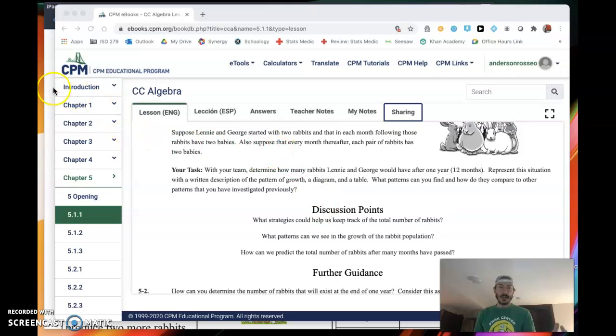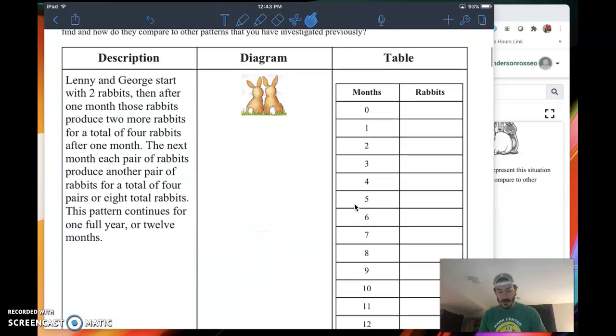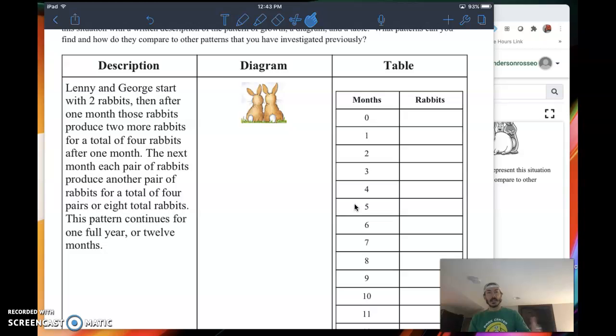So here we go. I've got this set up in my notes. This is going to be the first part of this lesson, and what you see here is taken from the textbook. I already penned a description for us, and hopefully you got this from my language earlier. Lenny and George start with 2 rabbits, and then after 1 month, those rabbits produce 2 more rabbits for a total of 4 rabbits. And then the next month, each pair of rabbits produces another pair for a total of 4 pairs, or 8 total rabbits. And this pattern continues for 1 full year, or 12 months.